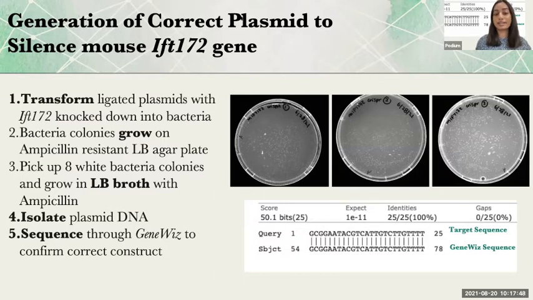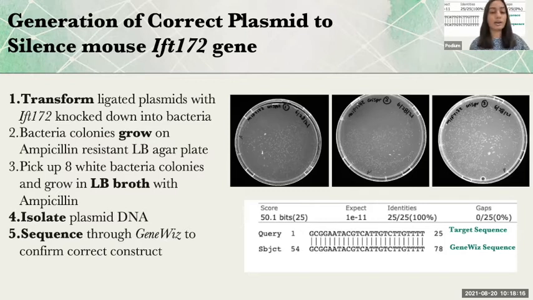So the next step is to transform our ligated plasmids with IFT-172 knockdown into bacteria. Then we will grow the bacteria colonies on an ampicillin resistant LB agar plate, which is an antibiotic. And then we will pick up 8 white bacteria colonies and grow them further in LB broth with ampicillin. Next, we will isolate the plasmid DNA, and then we will sequence the plasmids through a website called GeneWiz to confirm that our plasmids have the correct IFT-172 sequence.